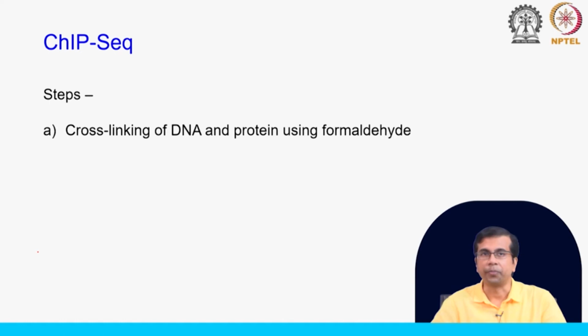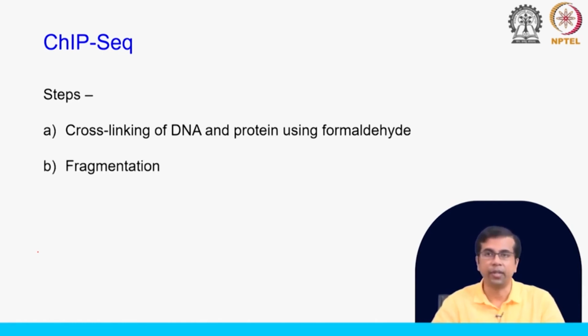Okay, so what are the steps? The first step is cross-linking of DNA and protein using formaldehyde. This preserves the connection between DNA and protein. At certain sites we have protein bound to the DNA, and we want to preserve those connections before we proceed to DNA fragmentation, because otherwise these connections might get lost when we are preparing the sample. So the first step is cross-linking, where we preserve the connections that we want to study.